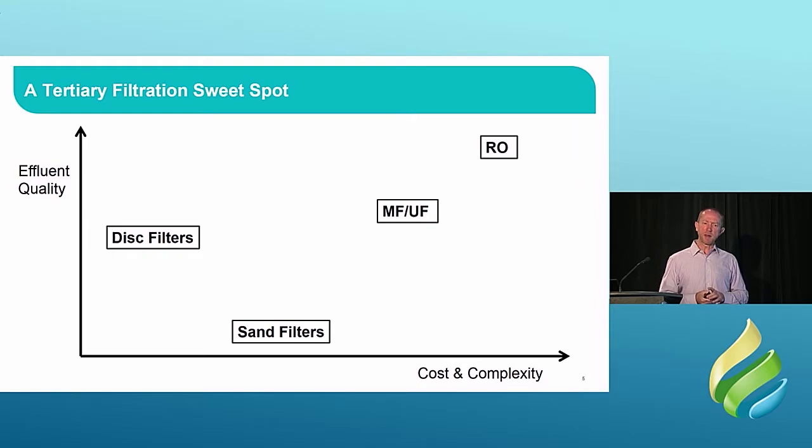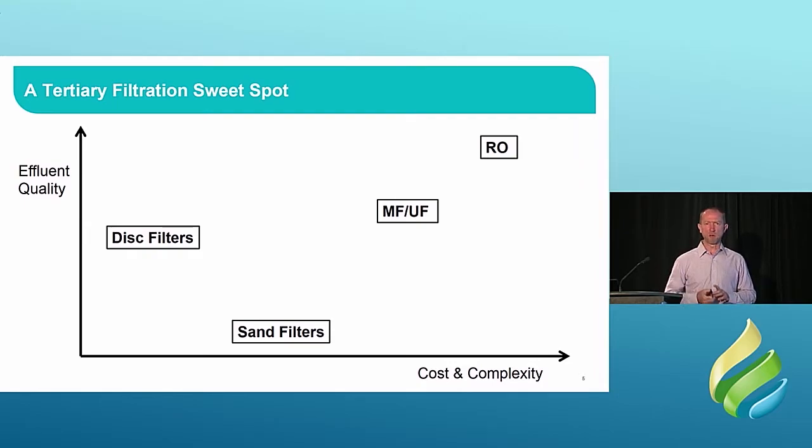And then going up again in effluent quality, you've got microfiltration, ultrafiltration, so membranes. They give you a better quality of water than disc filters, as we were just saying there on the reuse guidelines. To get to indirect potable, that would mean membranes. They do give you a better effluent quality, but with that you have some cost and complexity. They do take more operation and maintenance than a disc filter.